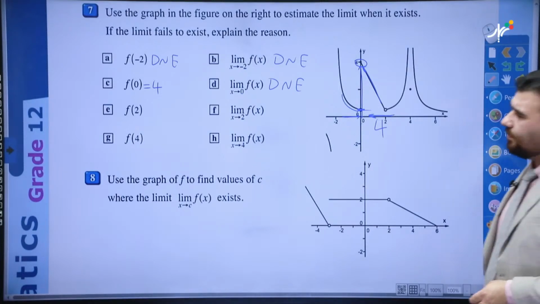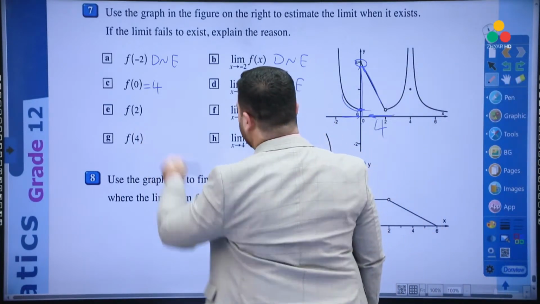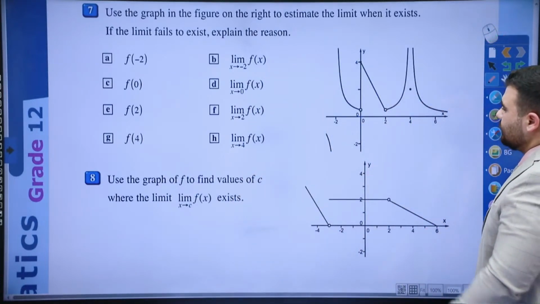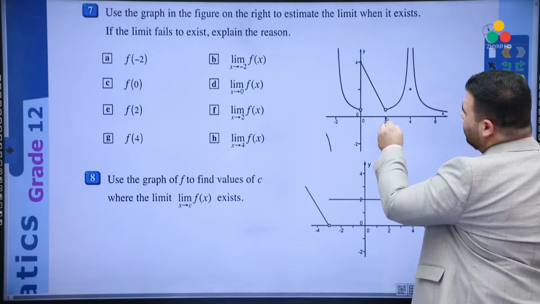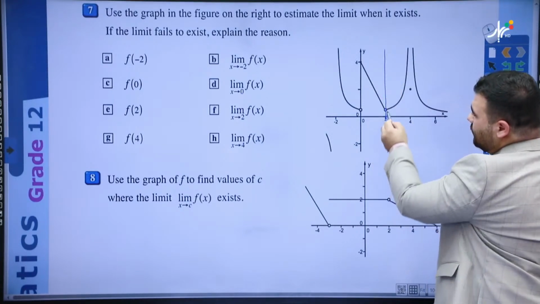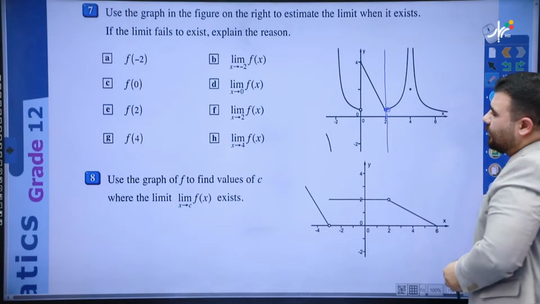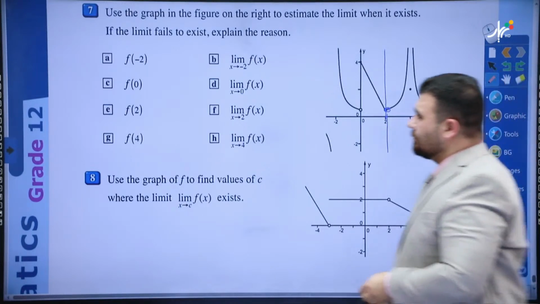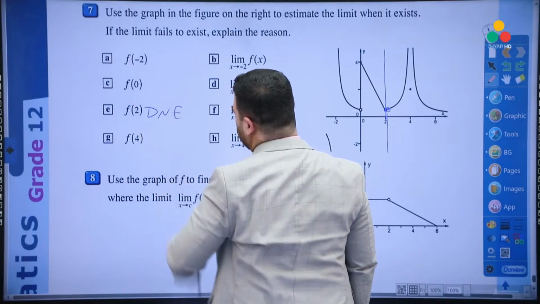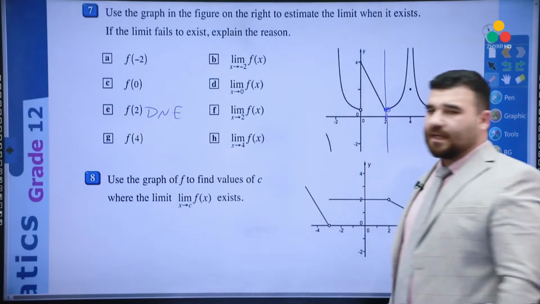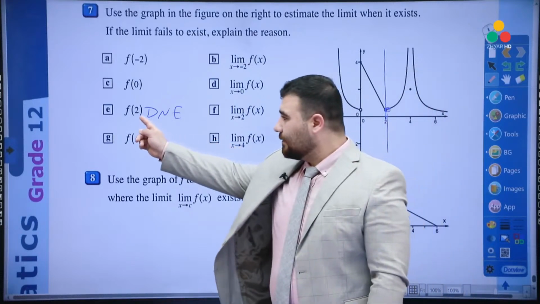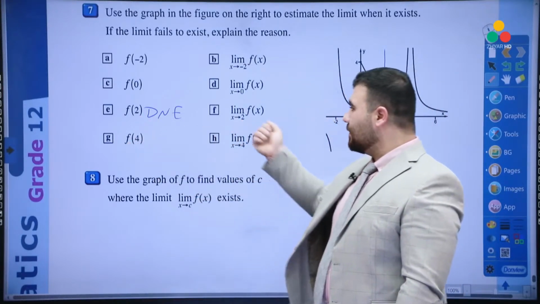This one, part E, f of 2. There is no graph in front of 2. This one is open, so f of 2 does not exist. Limit x approaching 2. It's fine if a function at a value does not exist, but the limit exists.